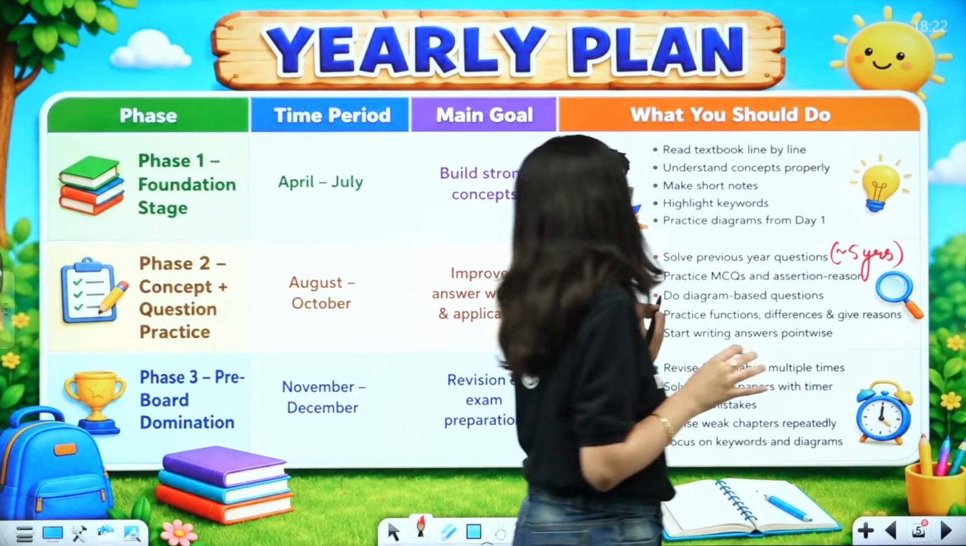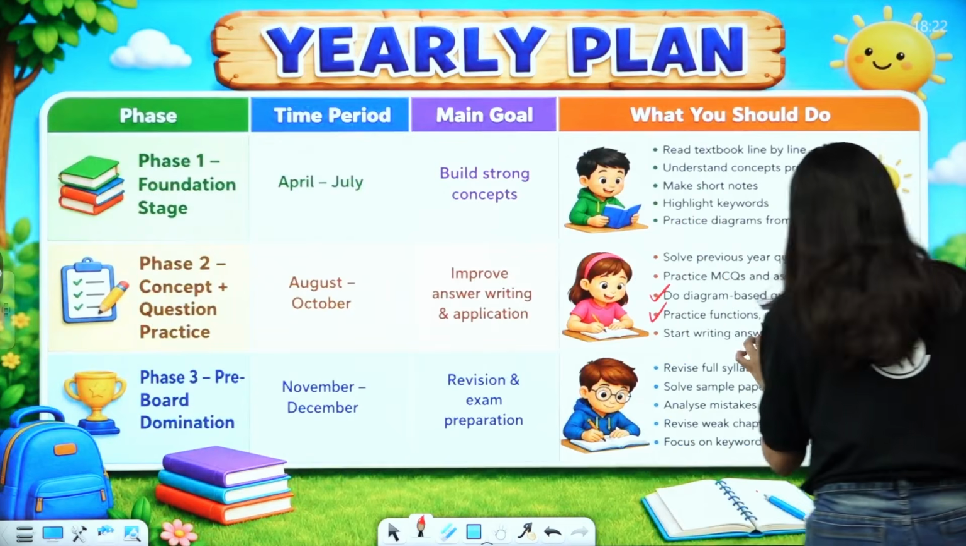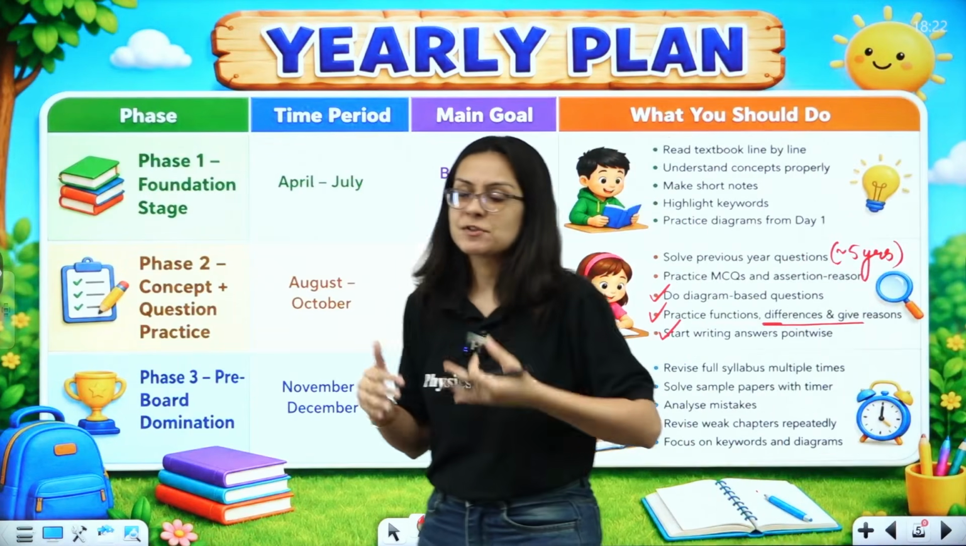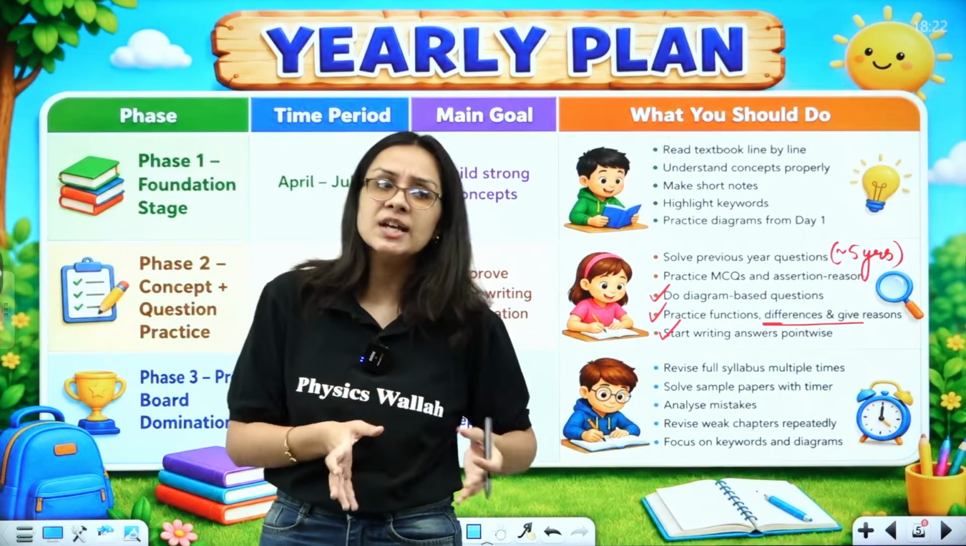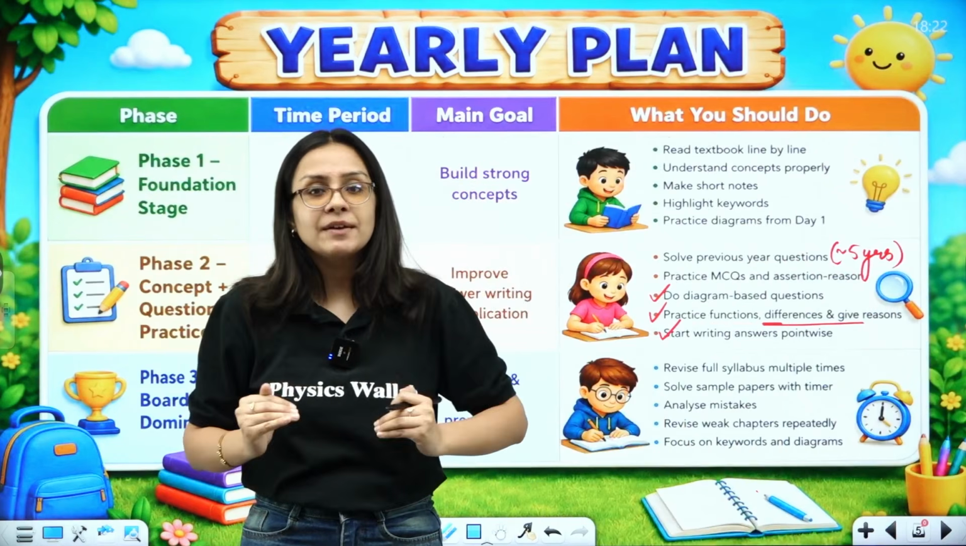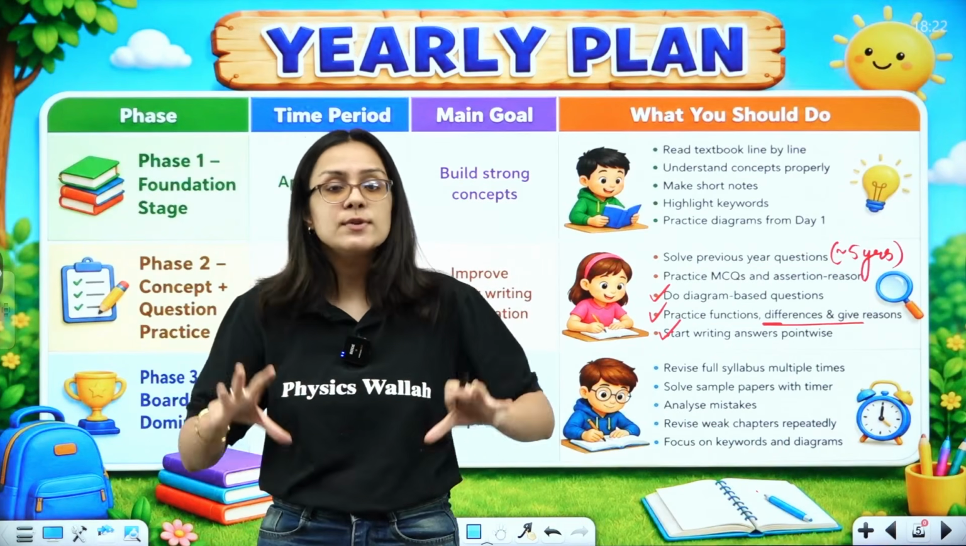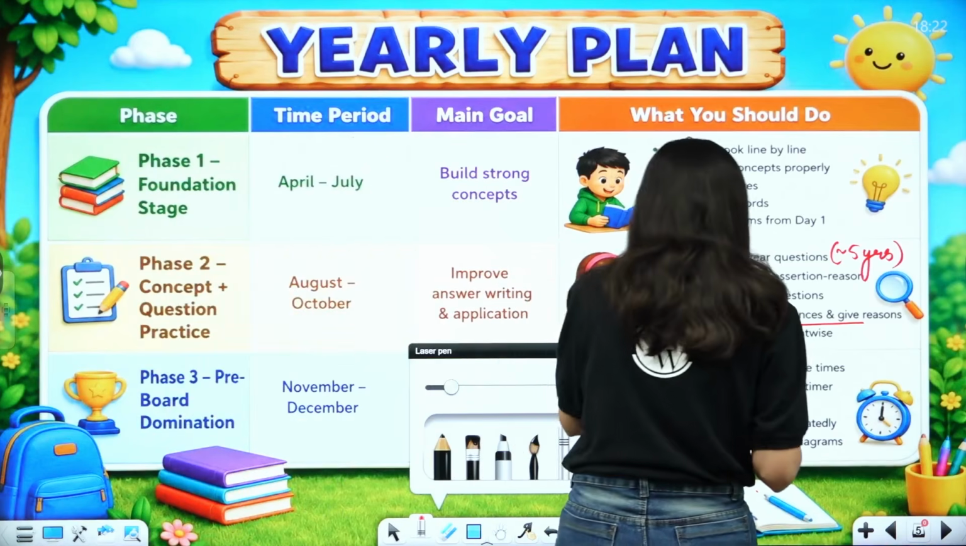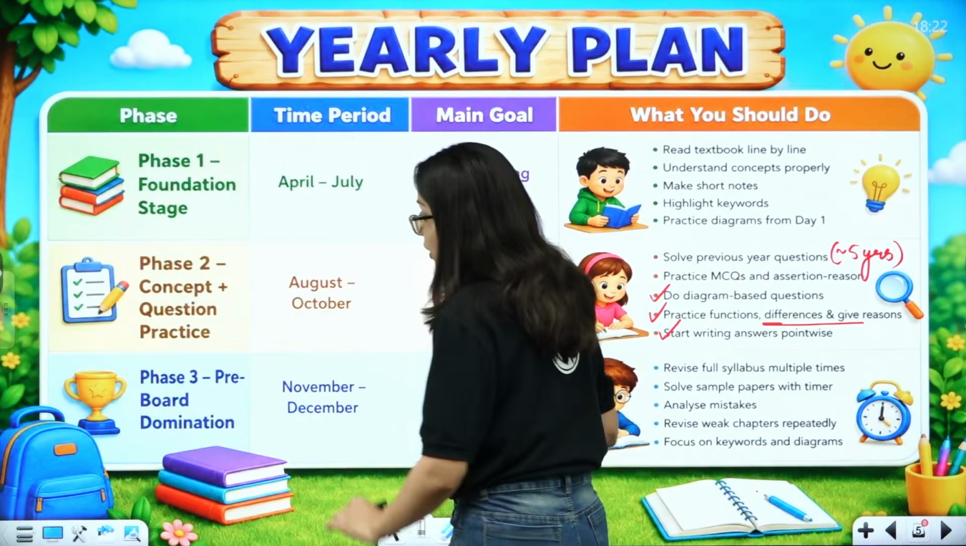Okay. Then again, do diagram based questions. All the differences between terms you need to do properly, and write answers point wise, especially in theoretical subjects like biology. If you mention it in a point wise manner, you also have clarity, and it also leaves a good impression on the examiner.